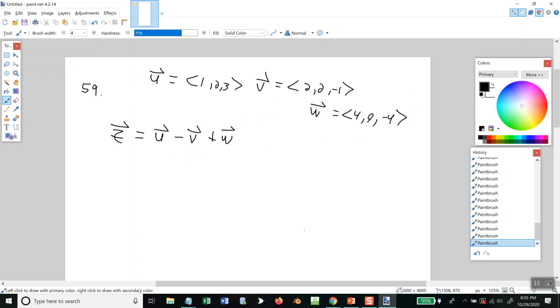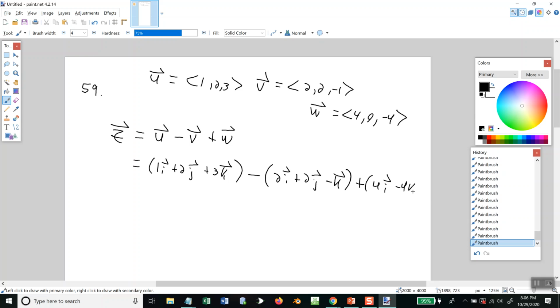So we're trying to find the vector Z. On this, you just plug those in. If you prefer to have the I, J, and K, it's probably a little bit easier even. That would be 1i plus 2j plus 3k minus V, which is 2i plus 2j minus k, plus W, which is going to be 4i. The 0 would drop away, minus 4k.